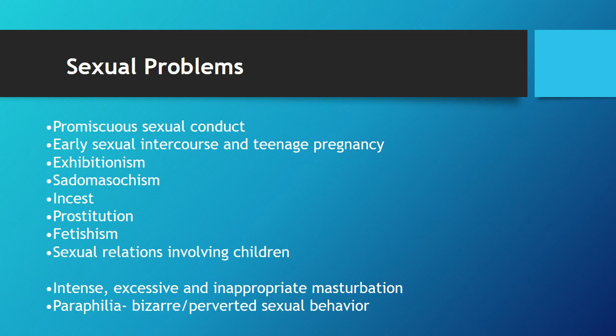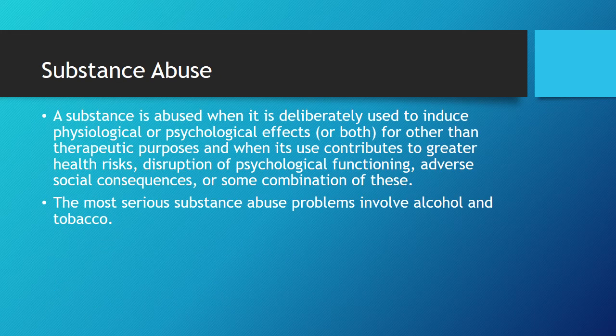Sexual problems include promiscuous sexual conduct, that is having multiple partners and indulging in sexual activities; sadomasochism, that is hurting the other person and enjoying the sexual pleasure with that; exhibitionism, showing the body parts of an individual to others; and similarly incest, prostitution, fetishism, sexual relations involving children, intense, excessive, and inappropriate masturbation, and paraphilia, that is bizarre, perverted sexual behaviors, where sometimes people have sexual activity with inappropriate objects.